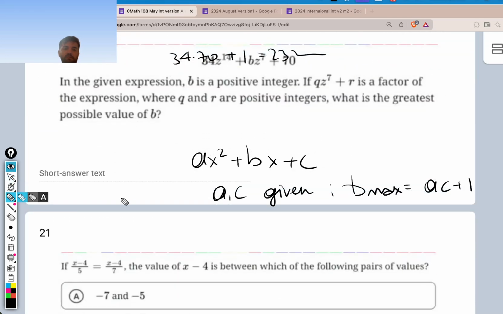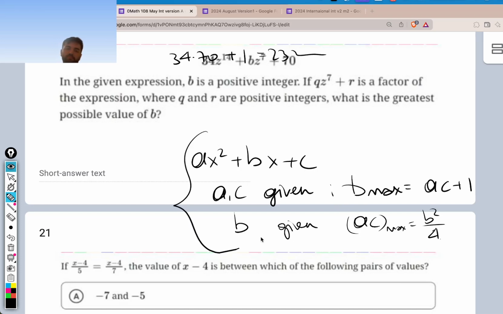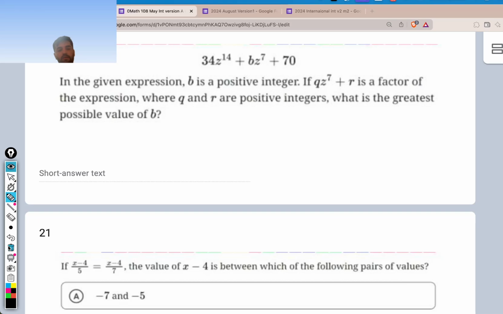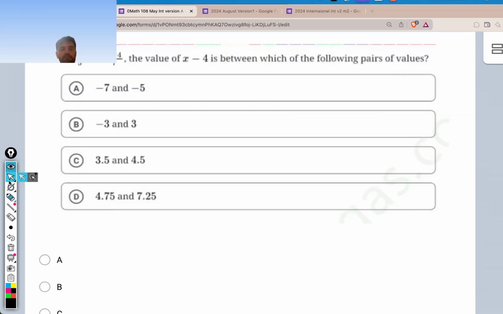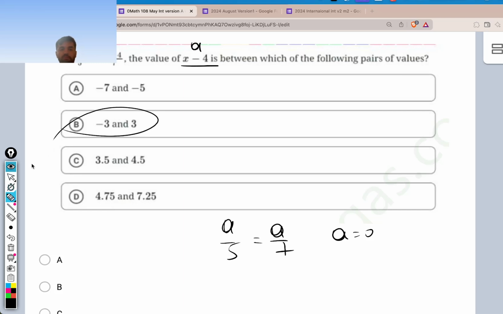But when B is given, and it asks about AC max, it is B squared over 4. Like that. It's a rule. This one, when you divide the same thing by a different value and it is the same, it means that it is 0. So A over 5 is equal to A over 7. From here we can say A is equal to 0. And 0 is between one negative and one positive value, B.